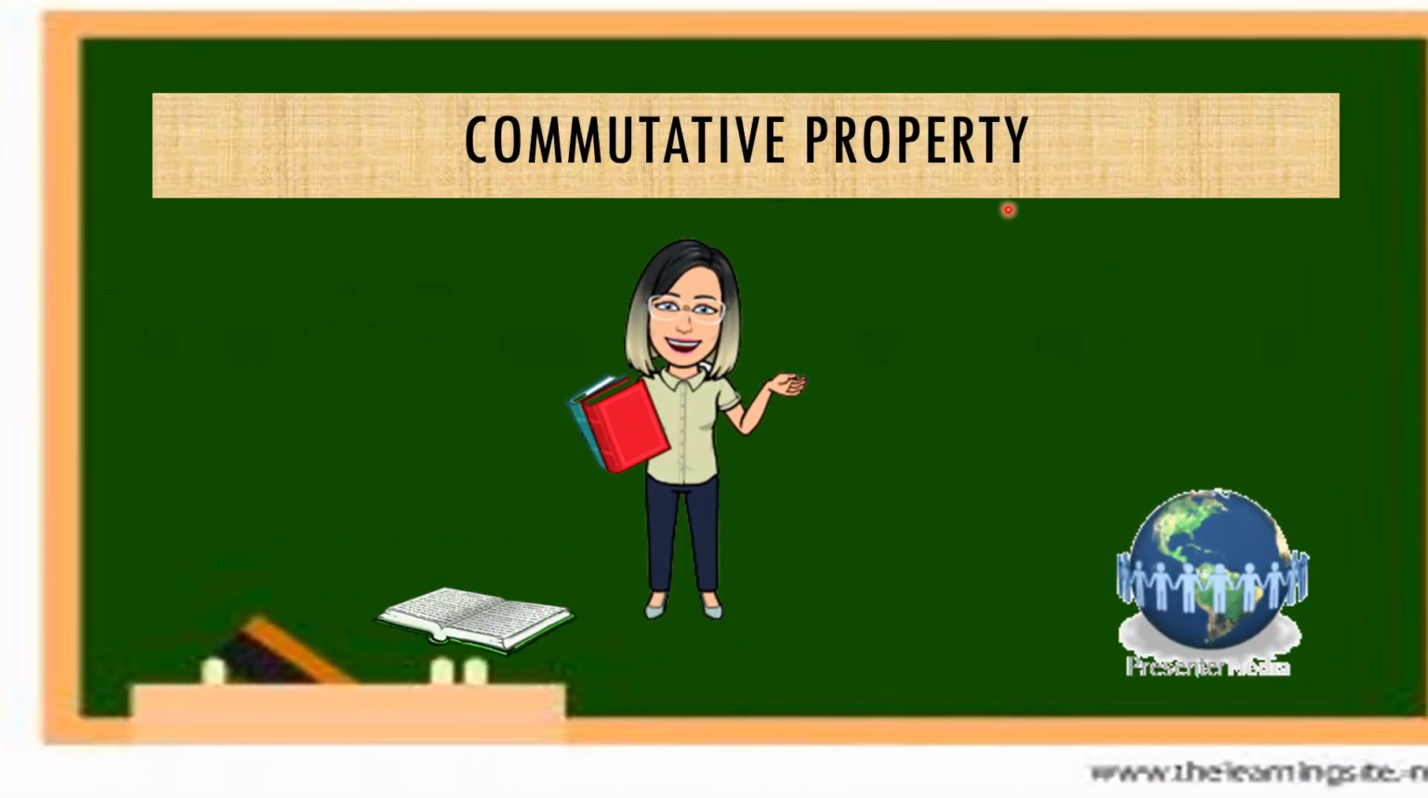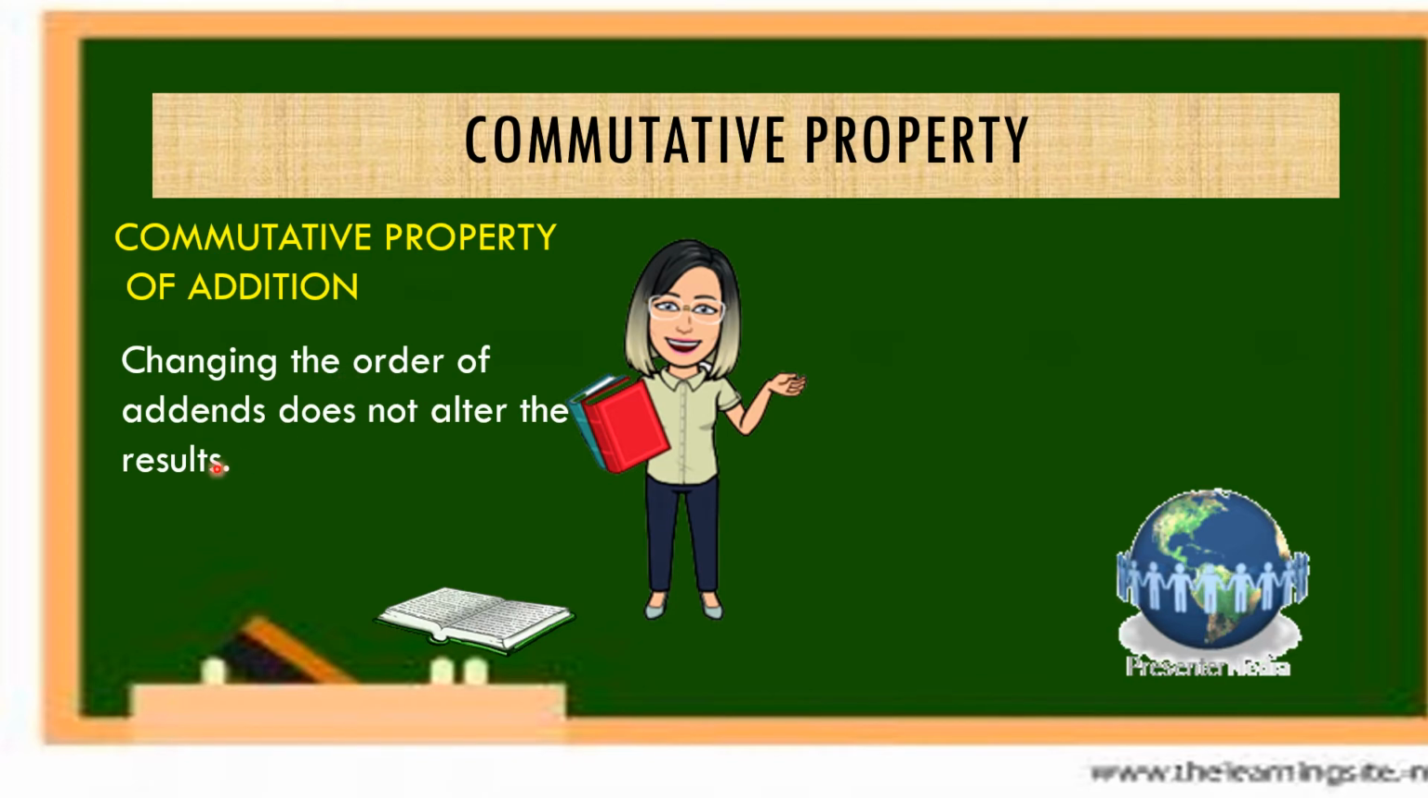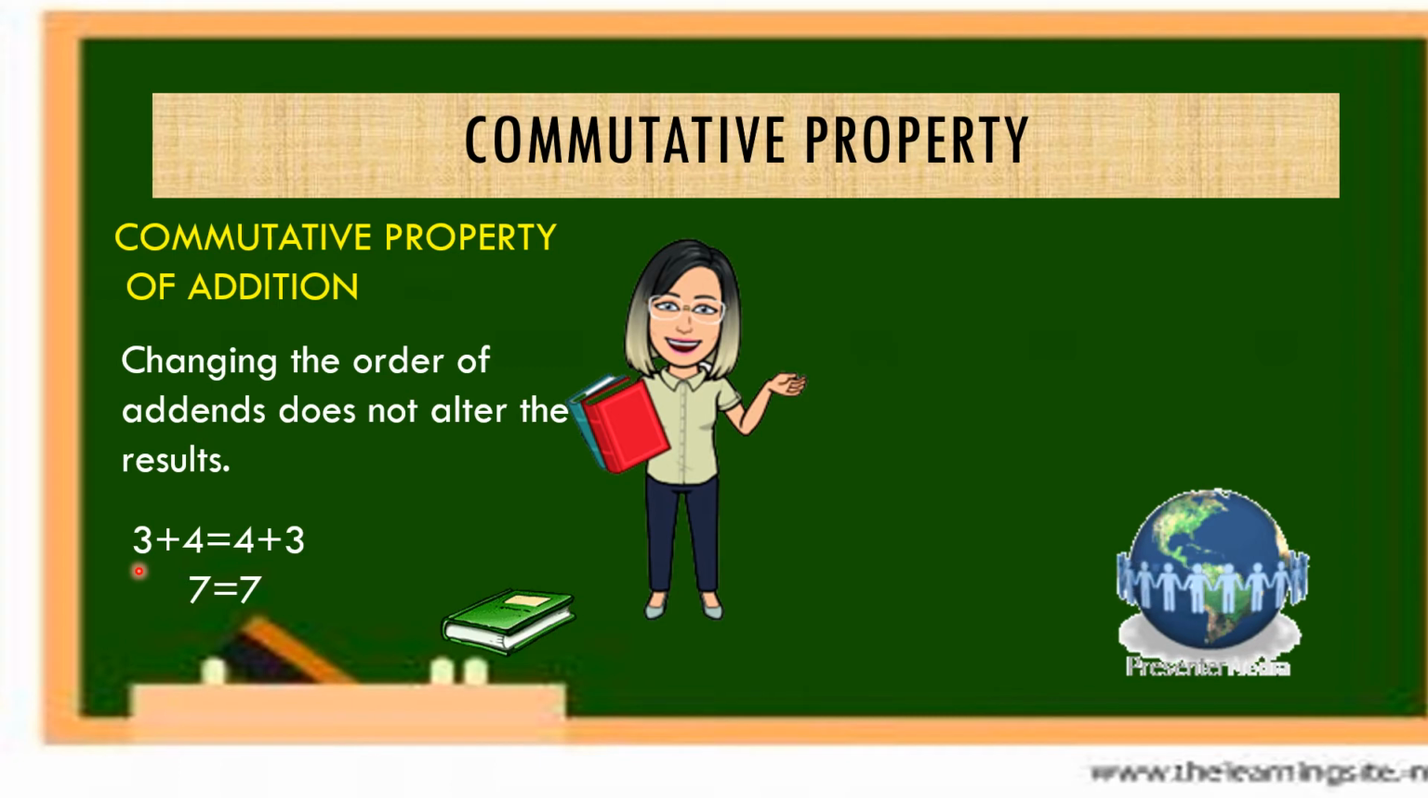We have commutative property. Commutative property of addition, which states that changing the order of the addends does not alter the result. Tignan natin mabuti. Pag binaliktad natin ang 3 plus 4, the answer is 7. 4 plus 3, the answer is 7. So kahit na pagbaliktarin ang pwesto ng mga numero at tayo ay nag-a-add, hindi pa rin nagbabago ang resulta nito.